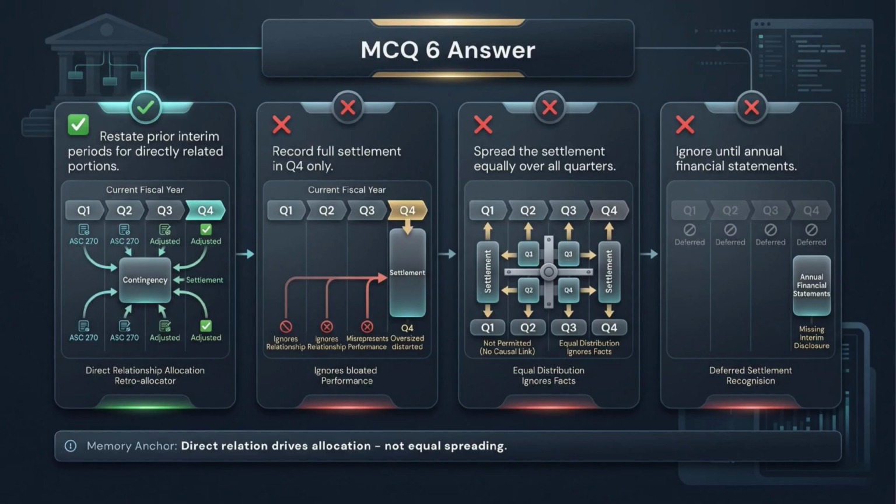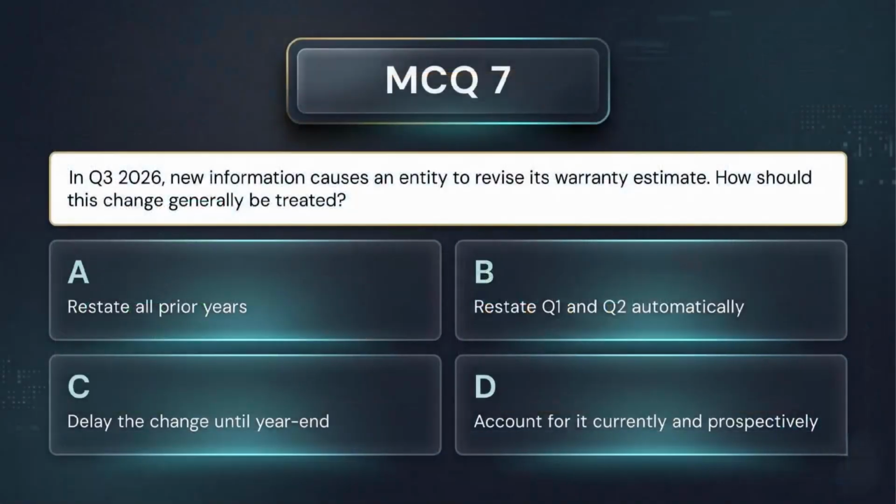Direct relationship drives allocation. MCQ 7 tests a change in accounting estimate. New information in Q3 causes an entity to revise its warranty estimate. The phrase new information is important. This is not a change in accounting principle and not necessarily an error.